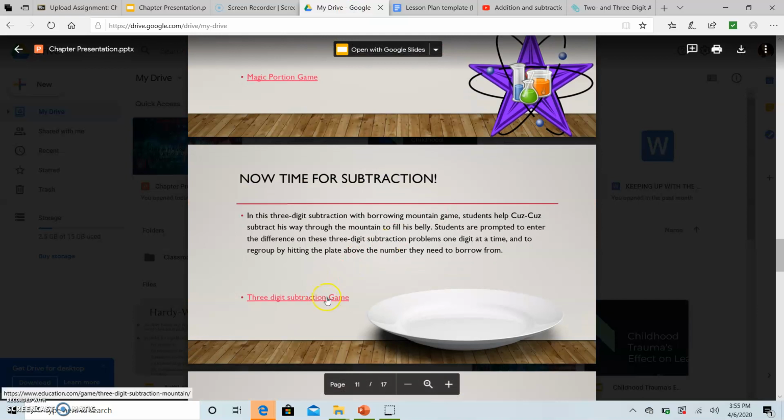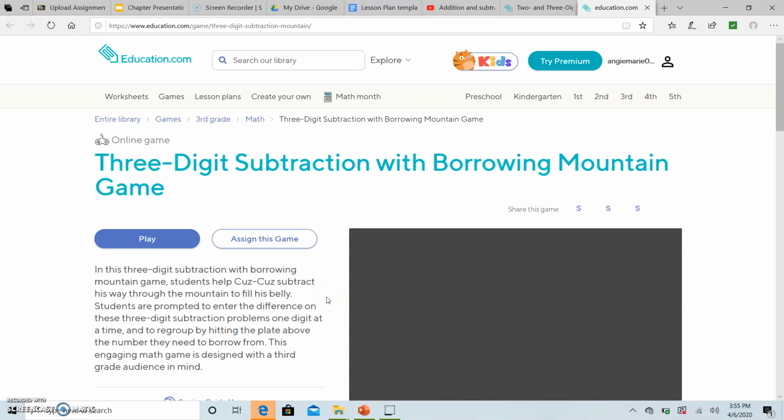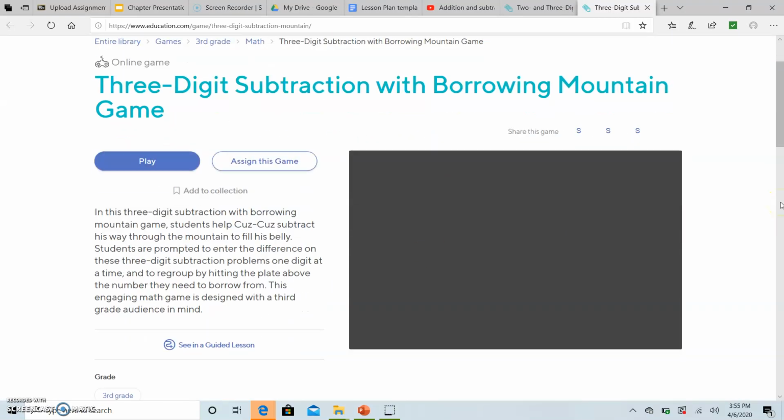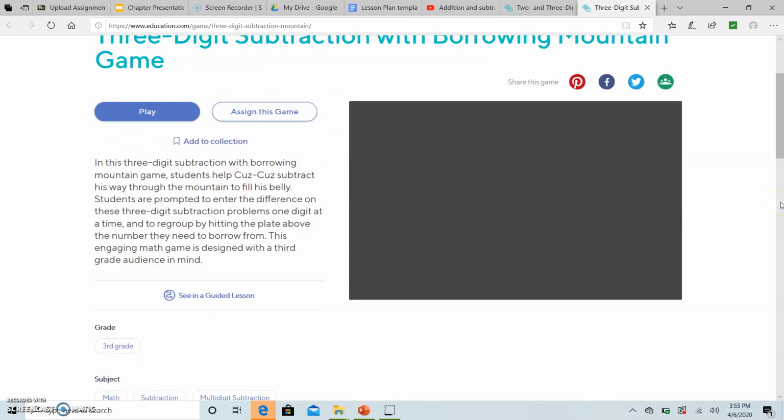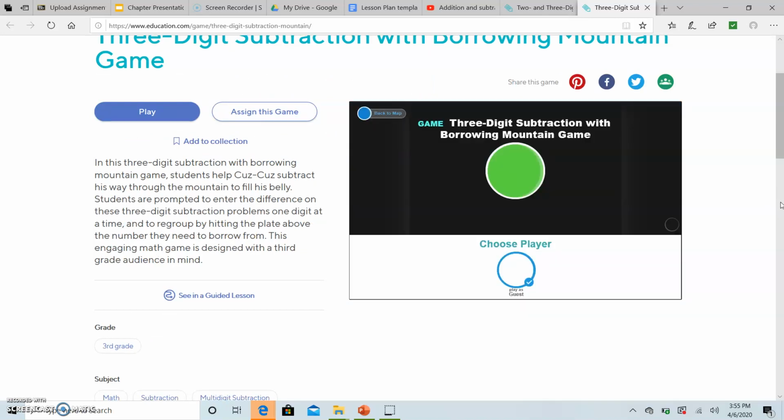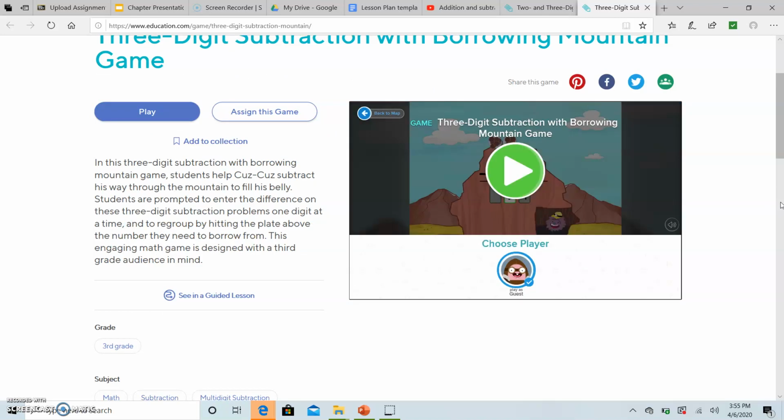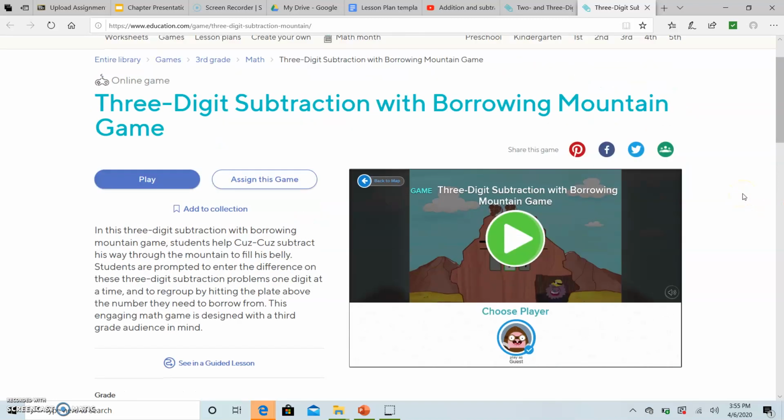This is another game, quite interactive, different storyline, different plot, so a different type of engagement. You are also using those same columns so that students are getting more familiar with carrying over and things of that sort, especially when it comes to subtraction and addition. Let's go ahead and start that game up.